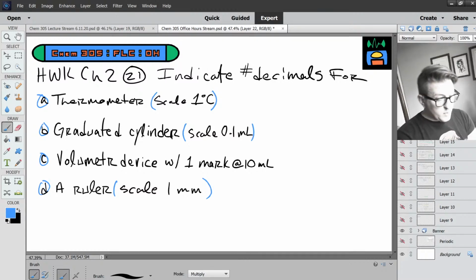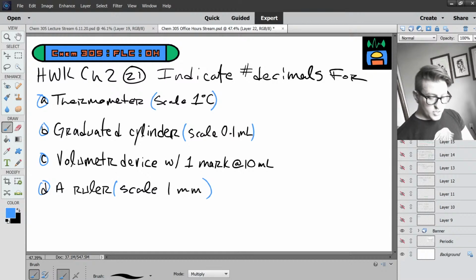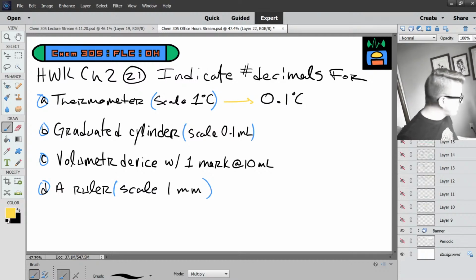This is a great question because we learned that when you're making a measurement, you take the scale of whatever device that you're dealing with, and you measure to the uncertain digit, one decimal place, one place beyond the last marking on the unit. So for a thermometer whose scale is to the 1 degree Celsius, we're going to be measuring to the 0.1 degree C. Right?